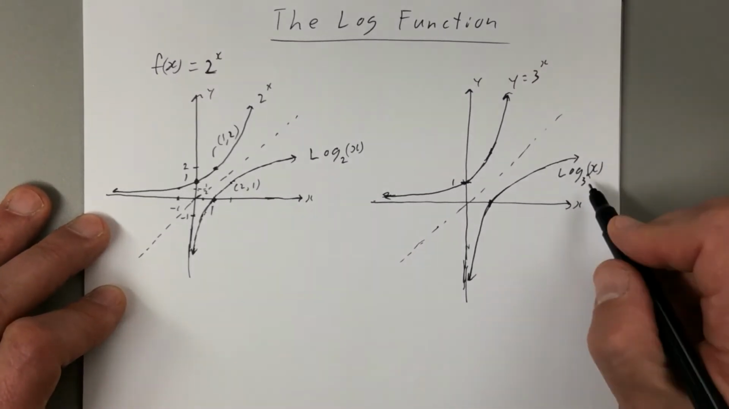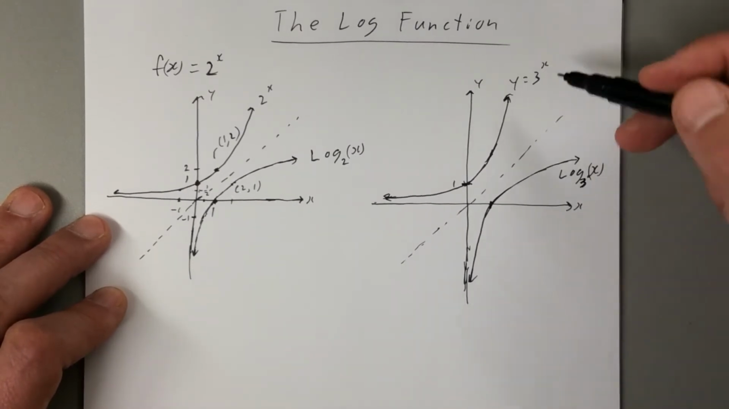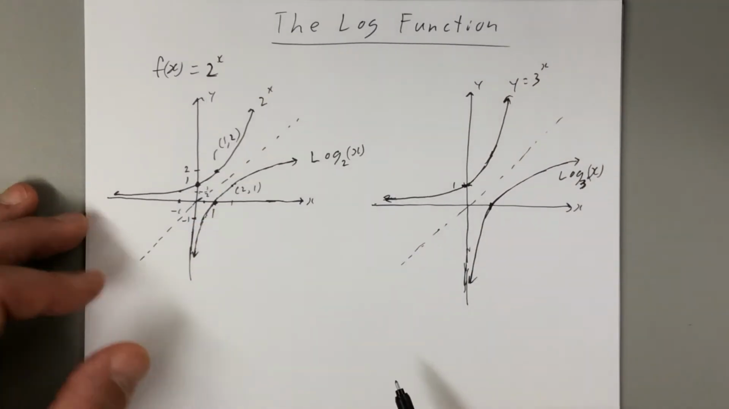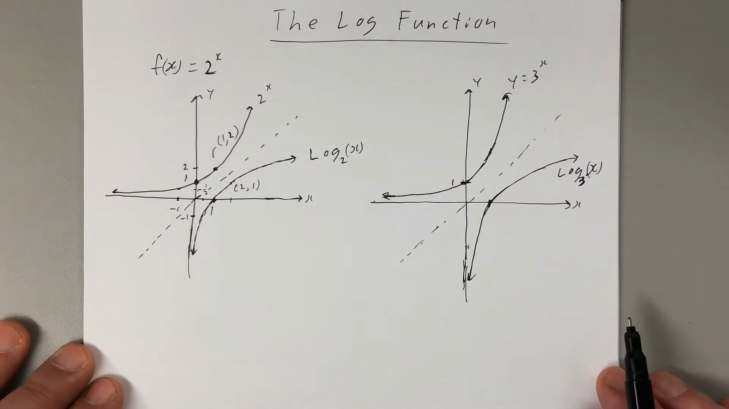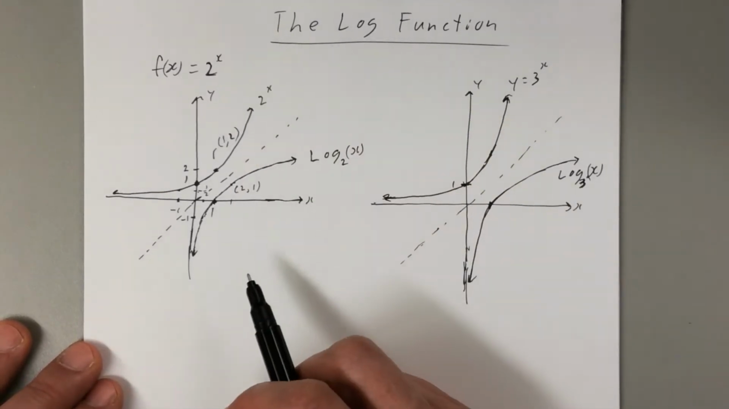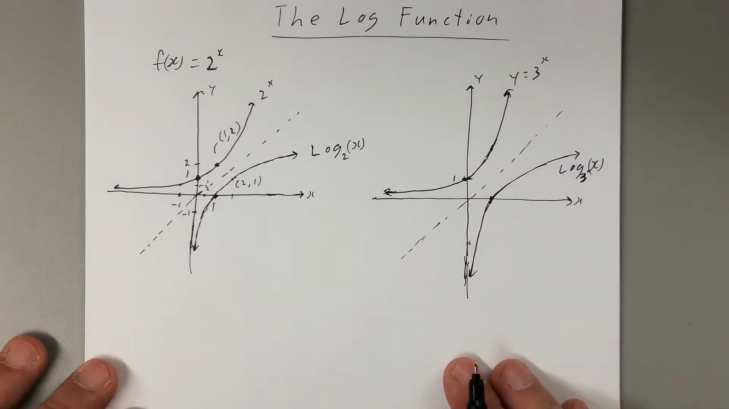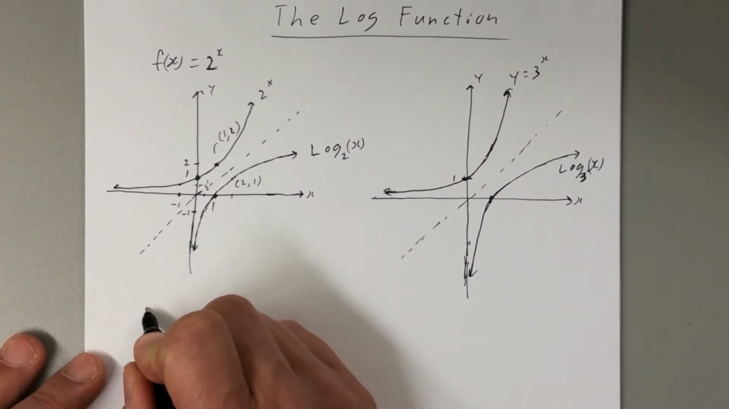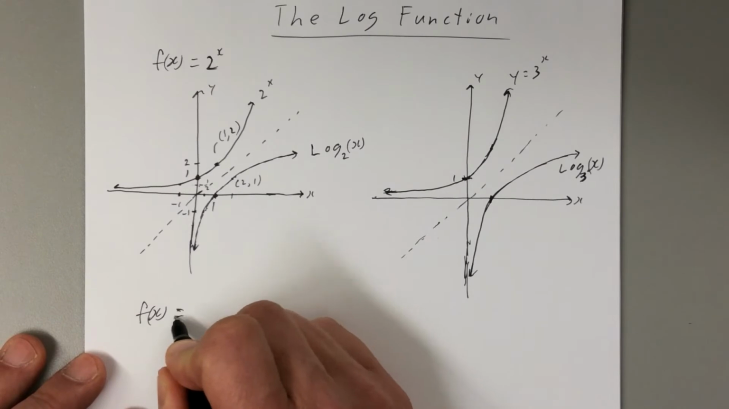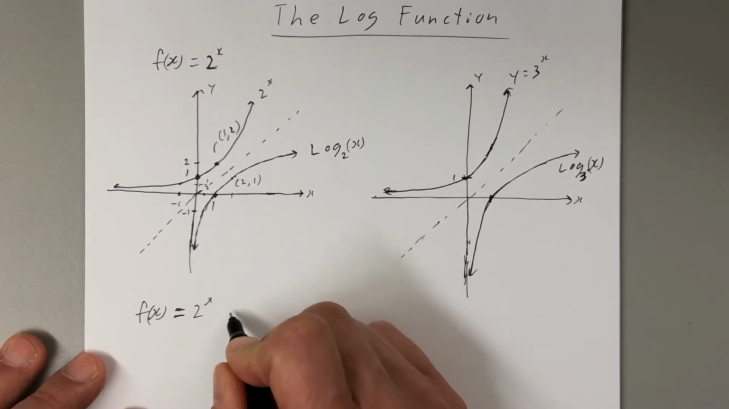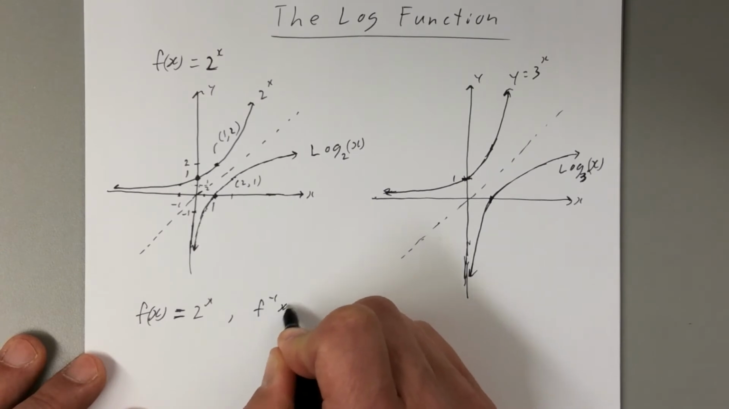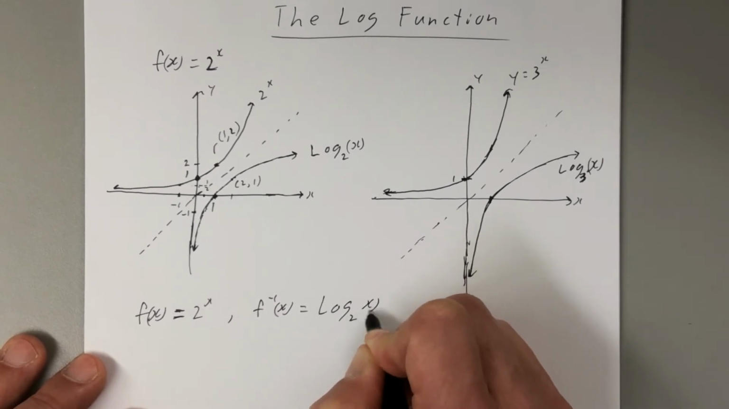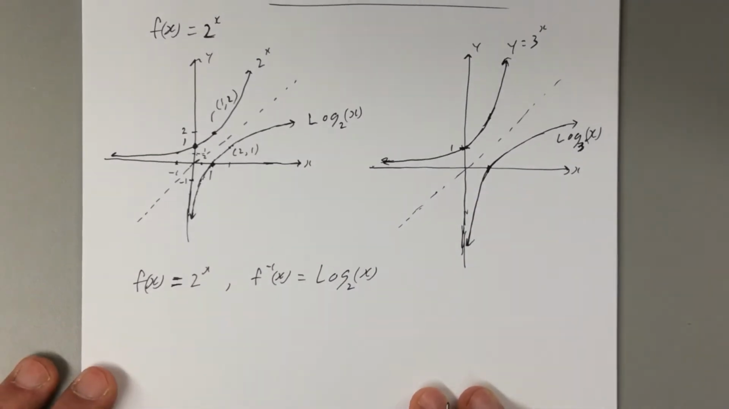When I say base 3, it's because it was the base of the power. So it's log base 2 because that's base 2. Log base 10 is a common log that you see on your calculator, and it would be the inverse of 10 to the x. Now, if they are inverses, then what we know about composition of functions, so if f of x equals 2 to the x, and f inverse of x equals log base 2 of x, we know inverses cancel each other out.